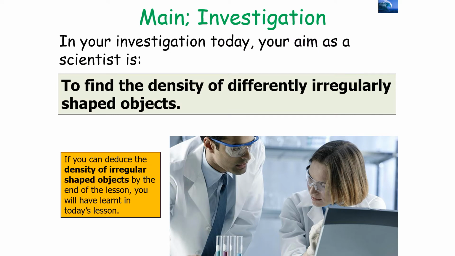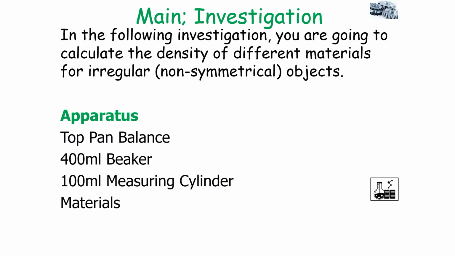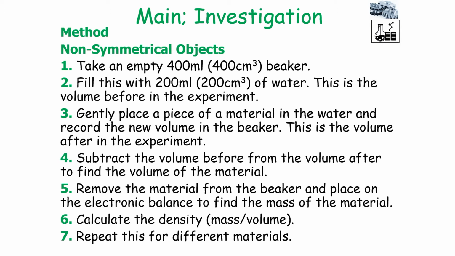So in our investigation today, your aim is to find the density of different irregularly shaped objects. What you would need is the following: a top pan balance, a 400ml beaker, a 100ml measuring cylinder and materials to use. To start off, you would take an empty 400ml or 400 centimeters cubed beaker. You'd fill this with 200 centimeters cubed of water, which is the volume before the experiment.